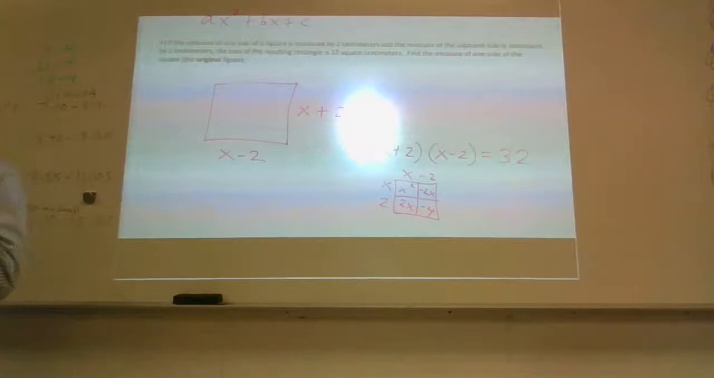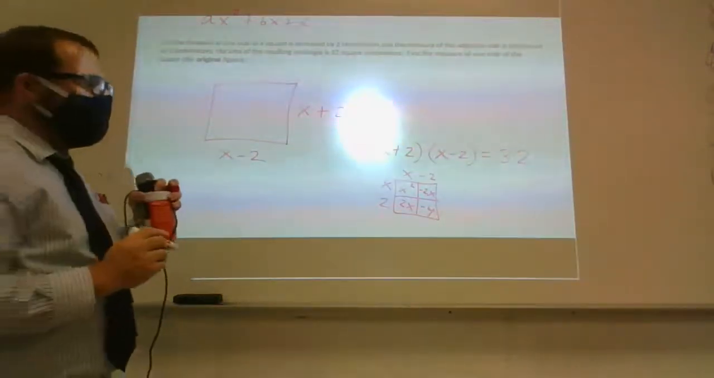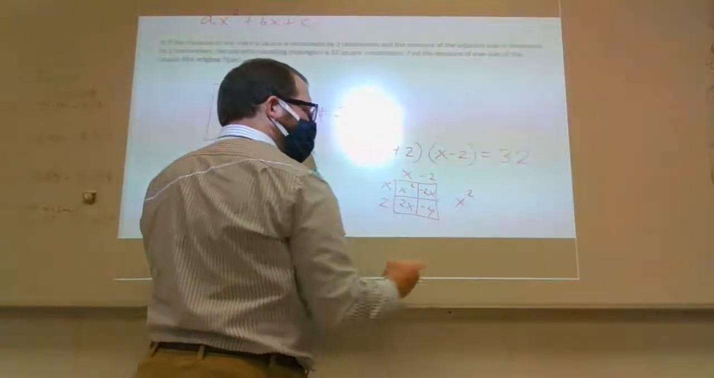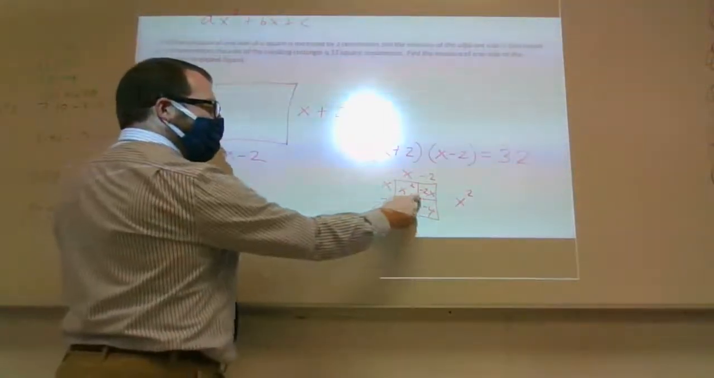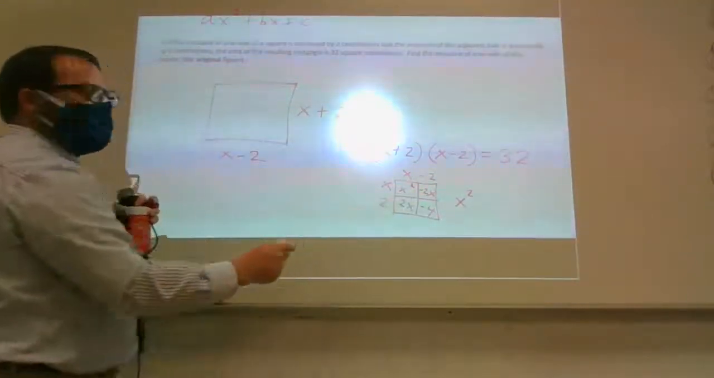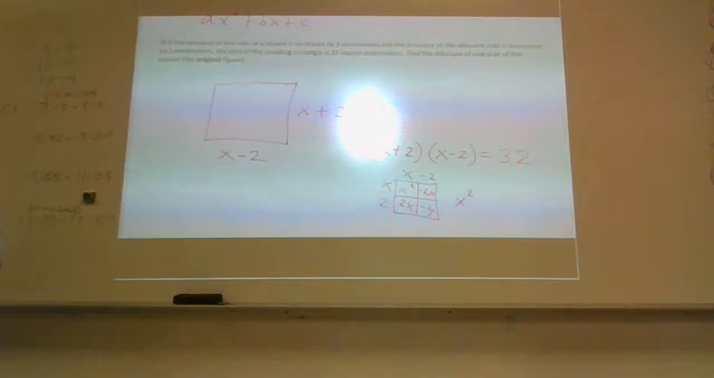Now, what's really interesting about this is if I do this particular part, combine like terms, I end up with x squared. Wait a minute. What happens here? What happens with this -2x and this +2x? What do they do to each other? I hear more crickets.